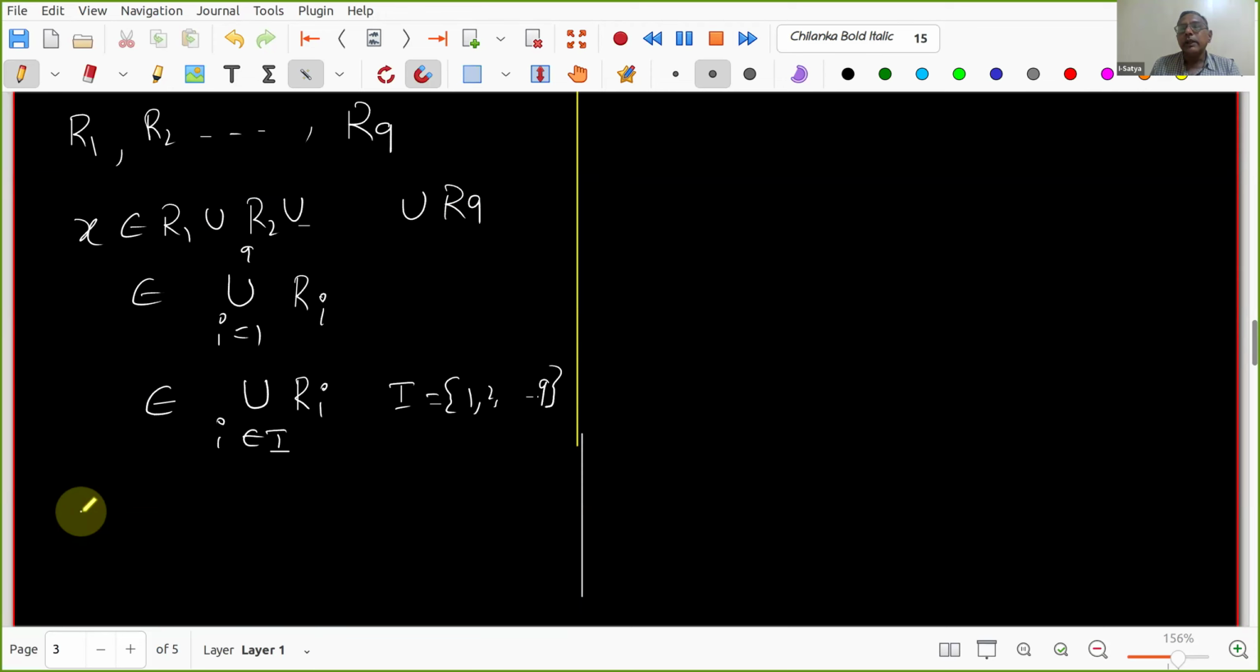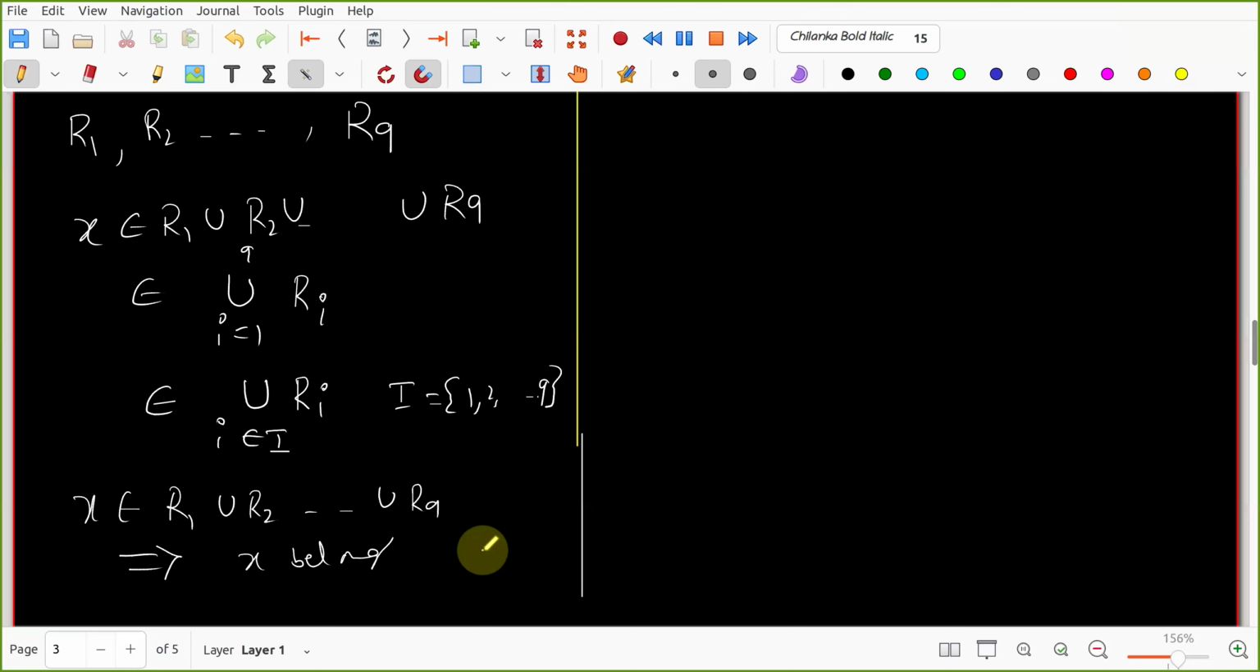Okay, no problem. Teja, what do you mean by x belongs to R1 union R2 union R9? Sir, x belongs to at least one of the Ri. Okay, so this implies it belongs to one of them, right? You are saying it in English, I am saying the same. Okay, that is okay. So x belongs to at least one of them, one of R1, R2, R9. That also I will write.